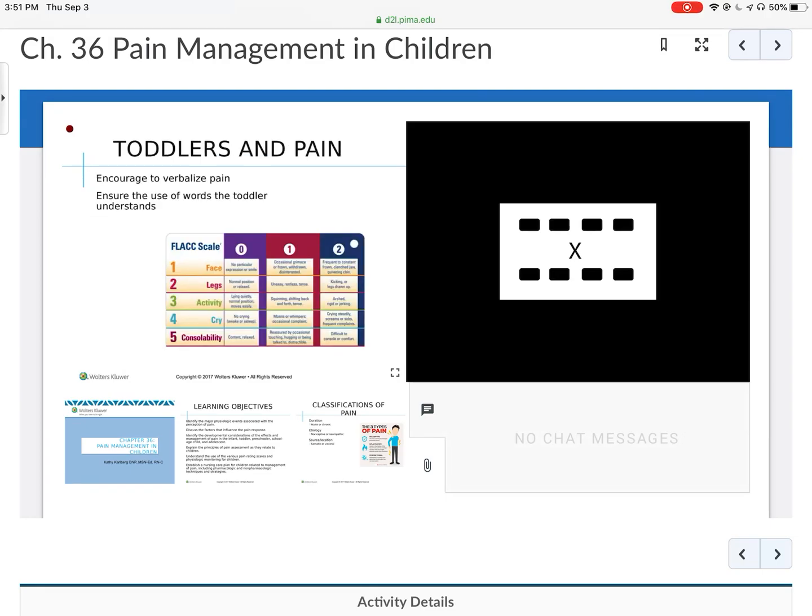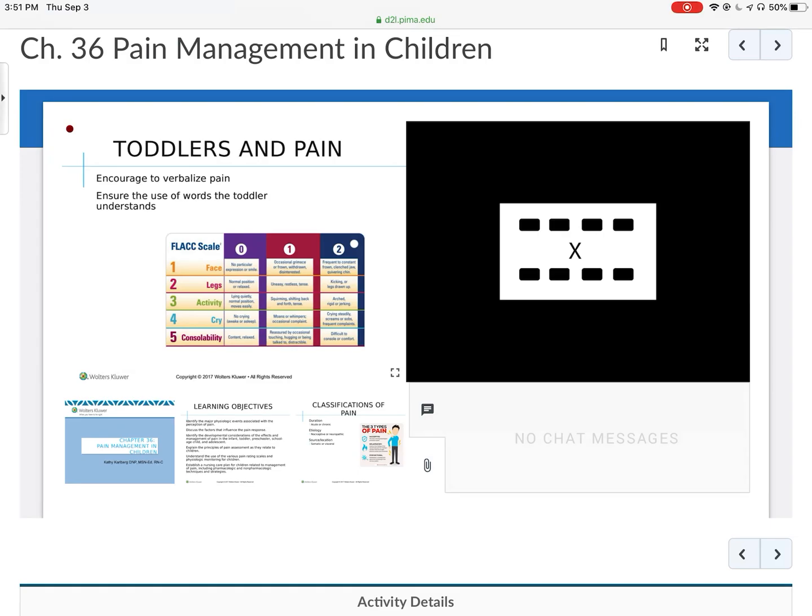When you get to the toddler, we're going to use the FLACC scale. You can use the FLACC scale on the infant or the toddler. Your toddlers are 1 to 3, so an older toddler might be able to verbalize some pain. Obviously, the younger one won't. So the FLACC scale is something you should know.